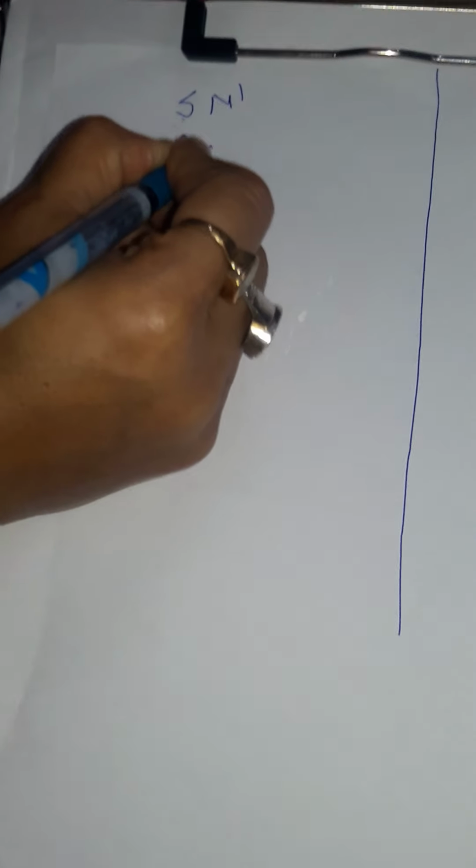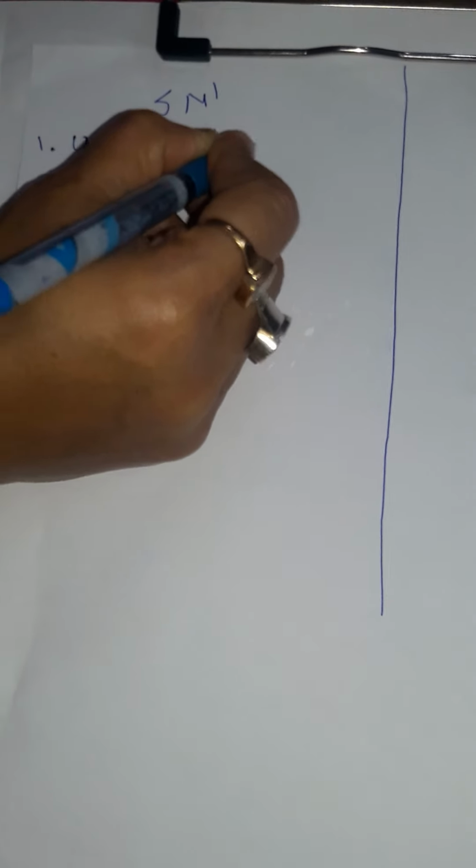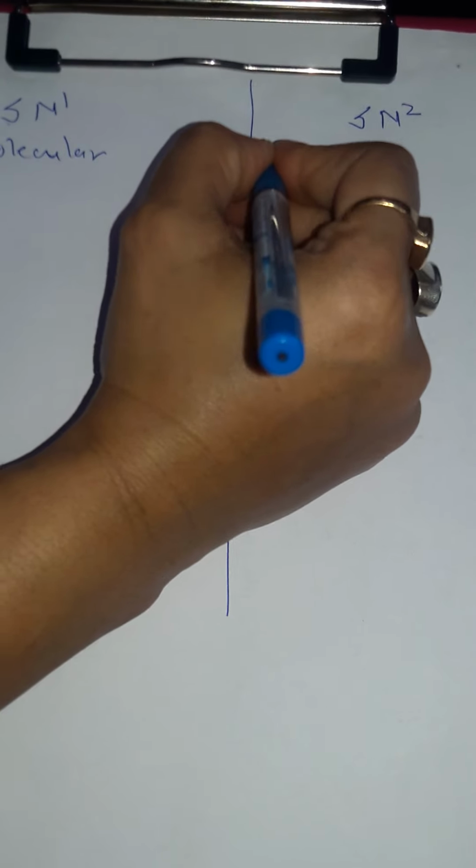The first difference between these two is that SN1 is a unimolecular reaction, and SN2 is a bimolecular reaction.